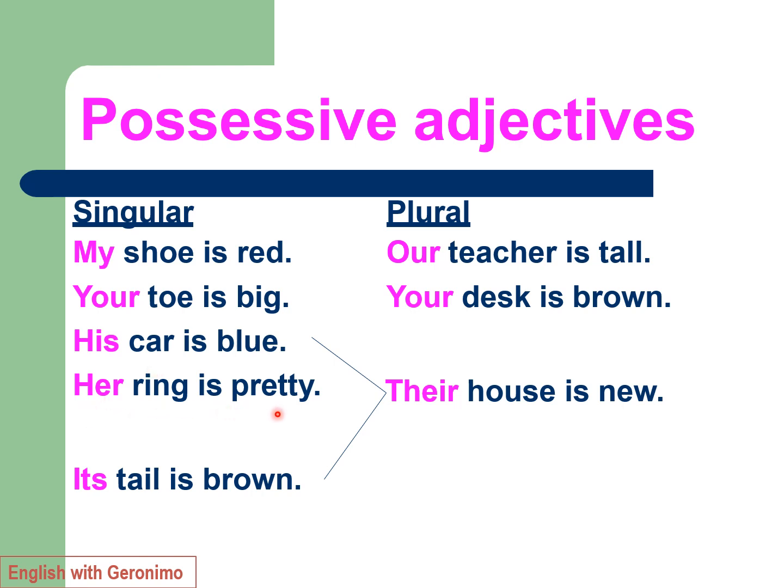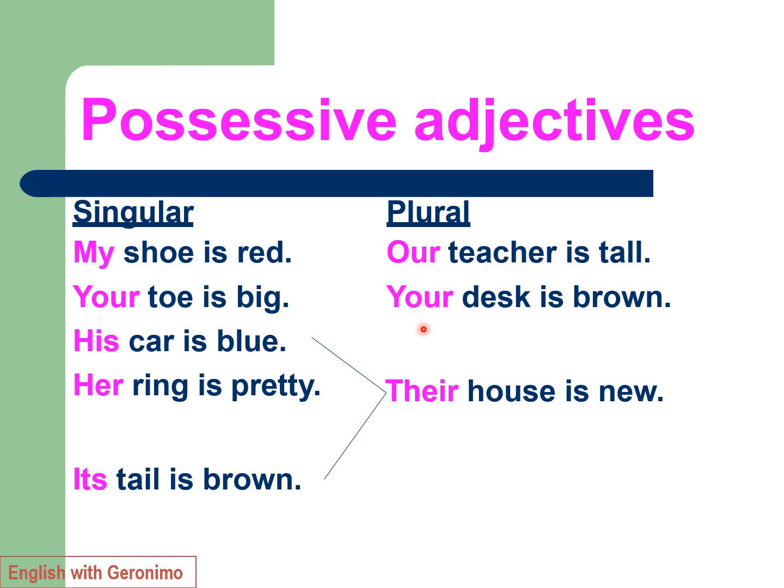Next, her ring is pretty. Now her here is our possessive adjective that describes the noun ring. Its tail is brown. So its here is our possessive adjective, which describes the noun tail. Now for our plural form, we have first sentence, our teacher is tall. Now our here is our possessive adjective, which describes the noun teacher.